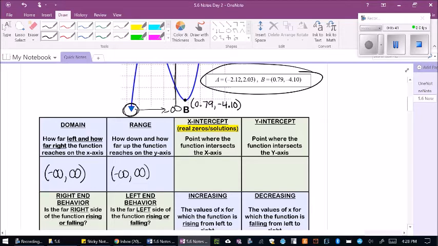Okay, so now let's go into the next box, the x-intercept. That's the real zeros or solutions, the point where the function intersects the x-axis.